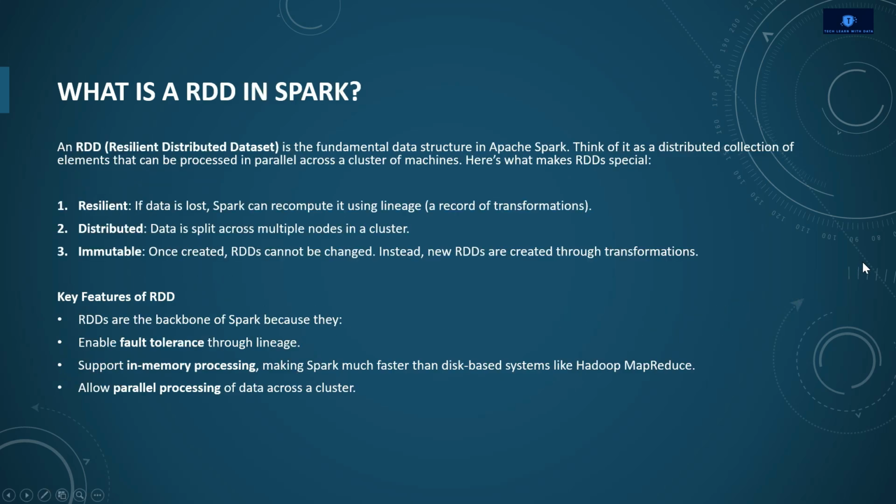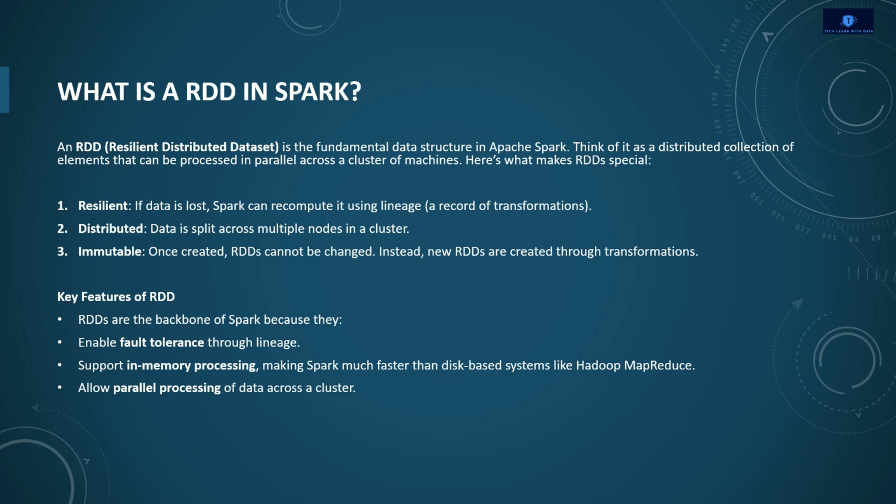So in the other scenario, what is the RDD in Spark? In the previous videos we have already discussed what an RDD is. RDD stands for Resilient Distributed Dataset. This is the fundamental data structure of Apache Spark. It is a distributed collection of elements that can be processed in parallel across a cluster of machines. So what does resilient mean? Resilient means that if data is lost, Spark can recompute it using lineage, which is a record of transformations.